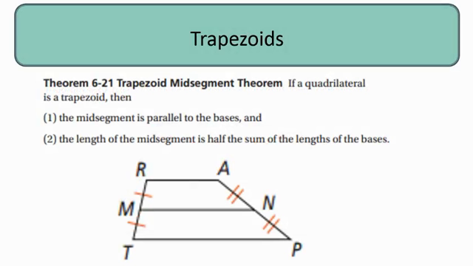If a quadrilateral is a trapezoid, then the mid-segment is parallel to the bases. So we have the mid-segment MN, which is the segment connecting the midpoint of RT, which is M, and the midpoint of AP, which is N. So MN is the mid-segment connecting the two midpoints. It is parallel to both of the bases, RA and TP. And MN is equal to 1/2 RA plus TP.